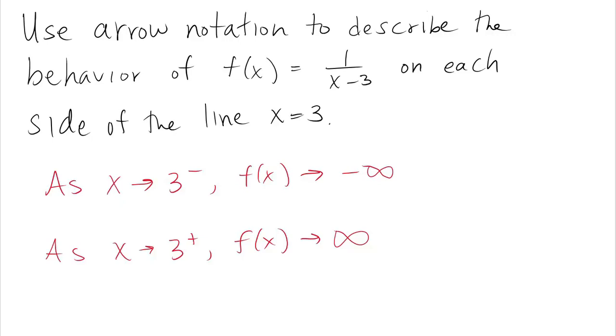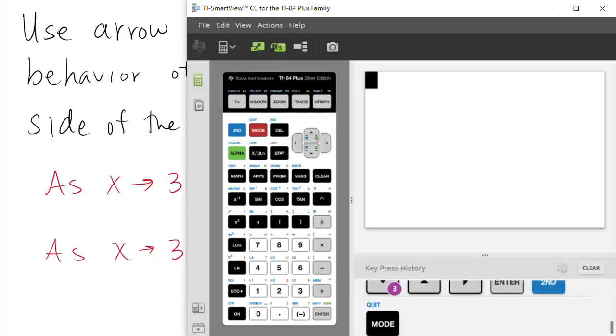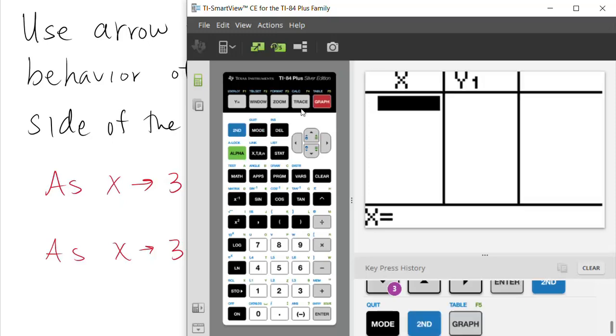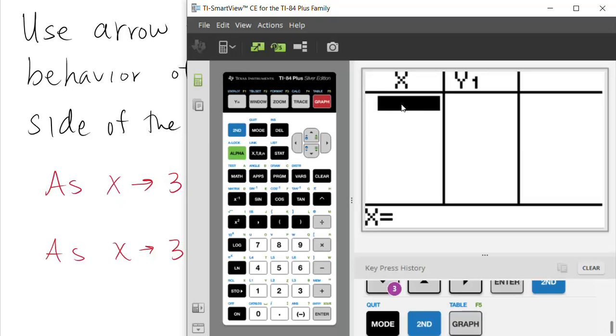We can also investigate this numerically. We can just plug some numbers in for x and see what happens as we get closer and closer to 3 on each side. I'm going to do this using the table. If you have questions about using the table, just contact me. I'll show you how to do this. I'm going to plug numbers in for x and get the corresponding output for y.